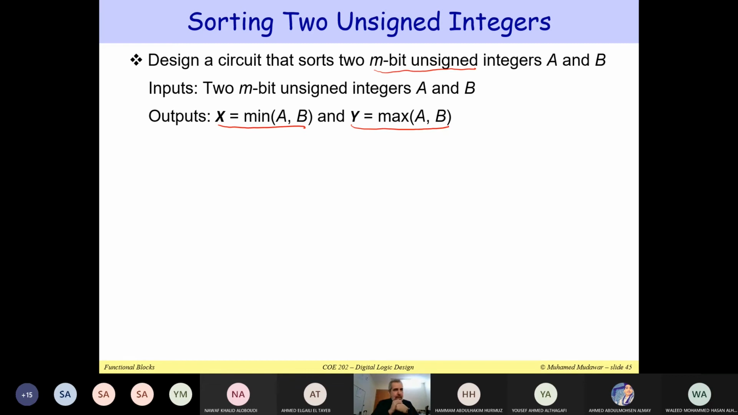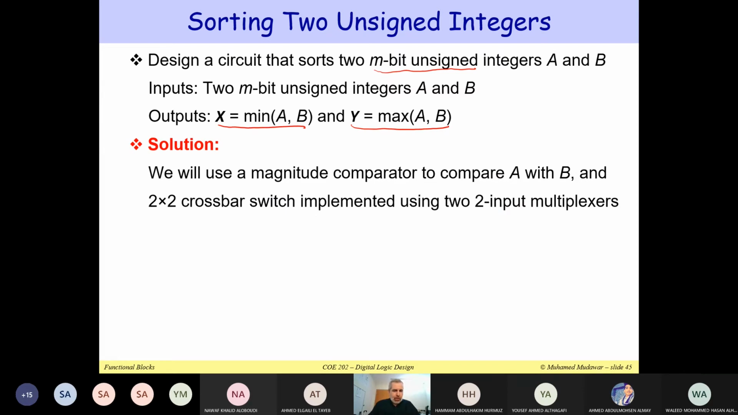That's it, right? And I need multiplexers for what? To assign the suitable variable A or B to the max or the min. Exactly. So we have two outputs here, so we have to select between A and B. So which one is the minimum and which one is the maximum?